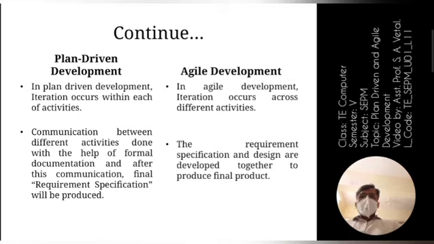In agile development, the requirement specification and design are developed together to produce the final product. Both the requirement specification and design and implementation are going to be produced together to produce the final product. So this is in agile development. In the last slide in the figure we have discussed this.